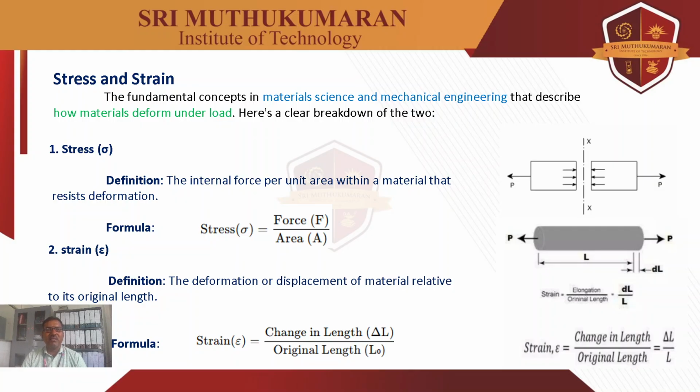Okay, first one the stress, second one the strain. The stress is denoted by sigma, strain is denoted by epsilon. This object is the stress object, this object is the strain object. What is the stress?